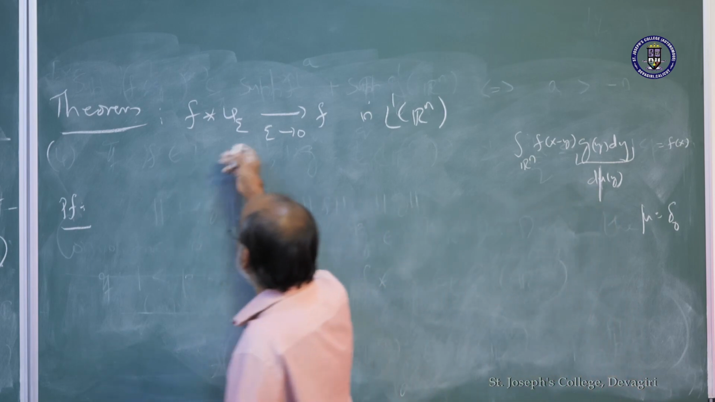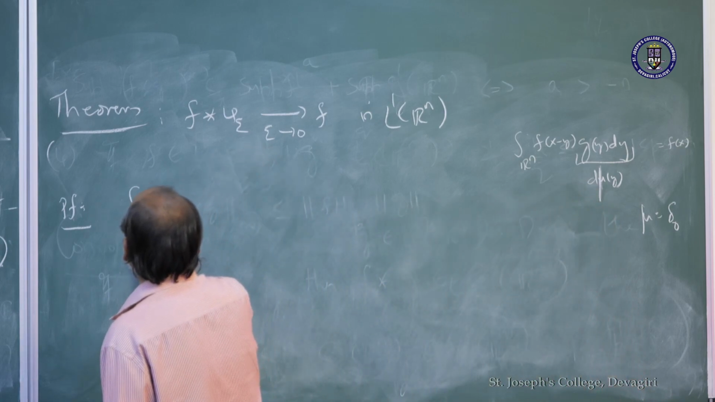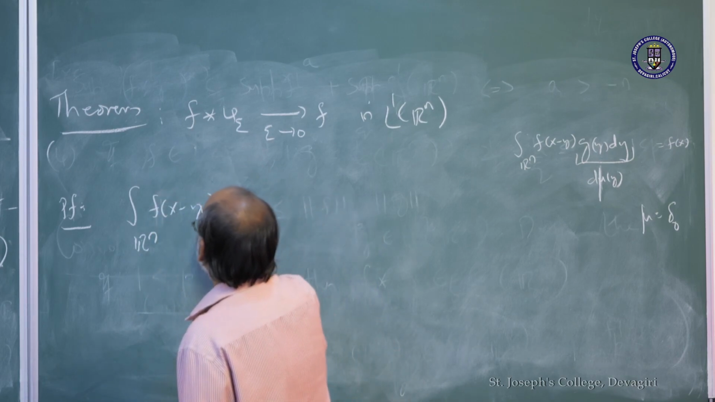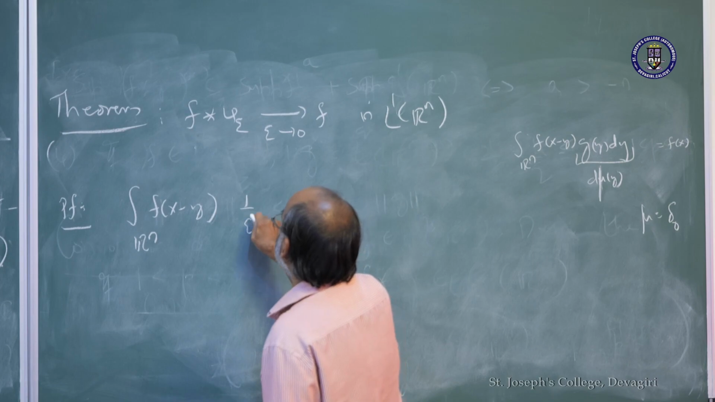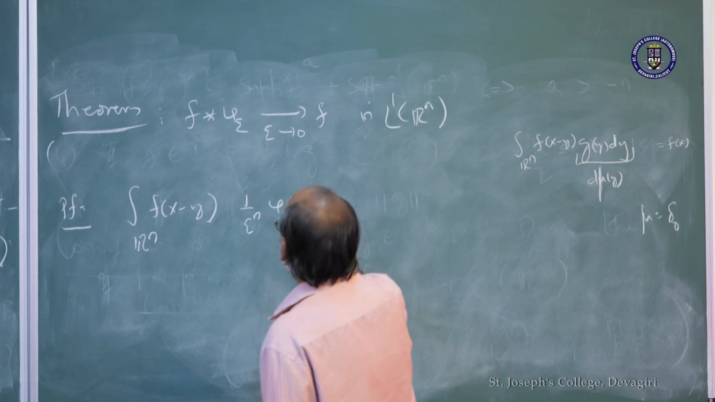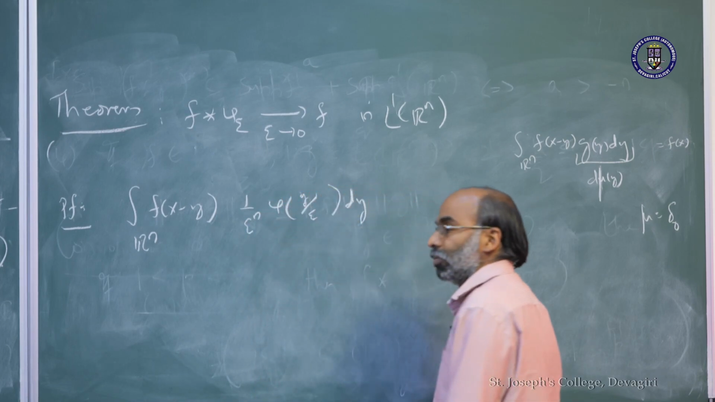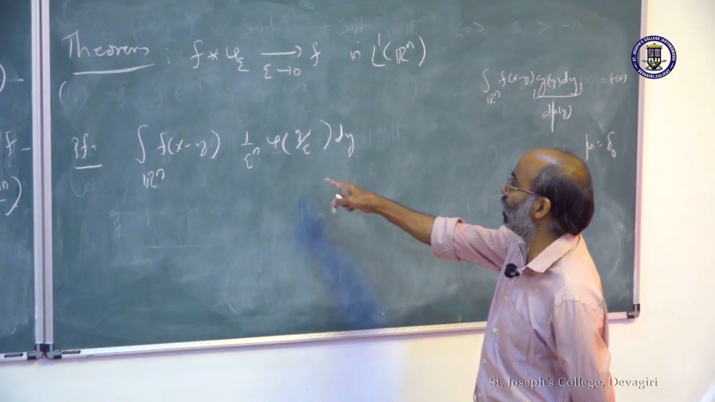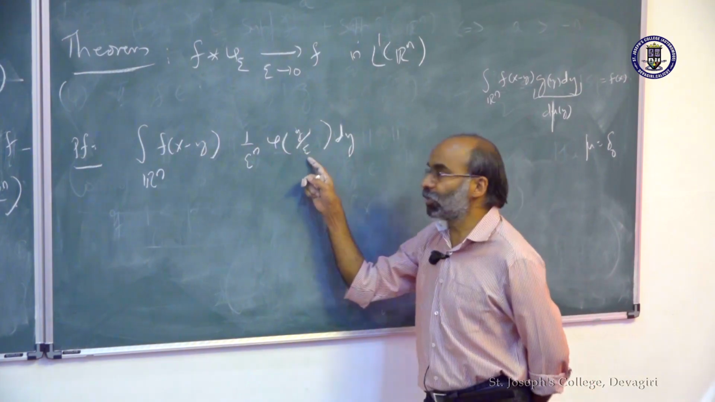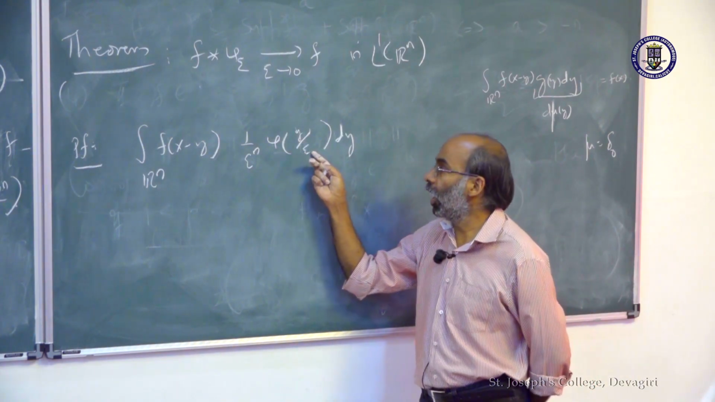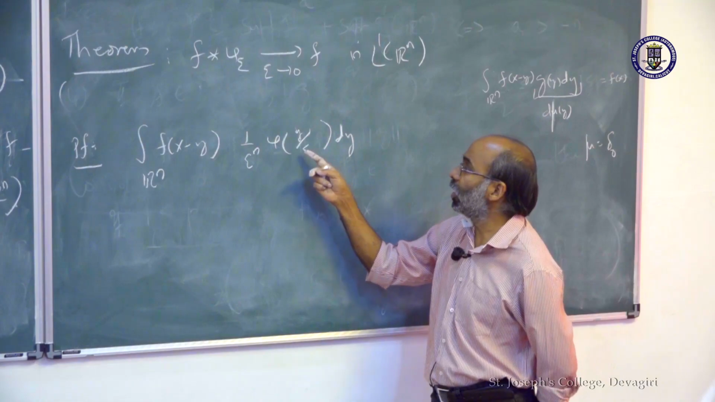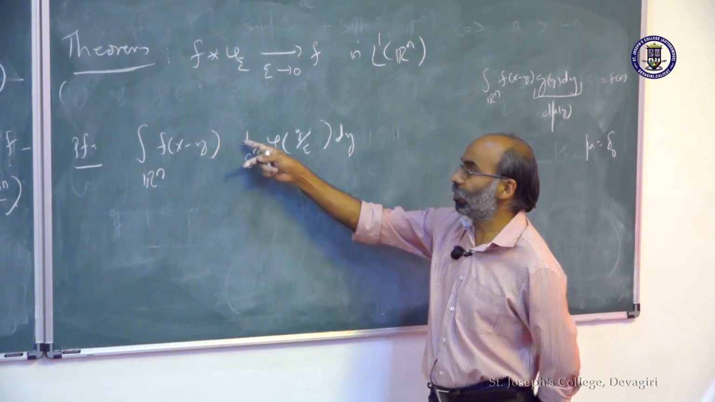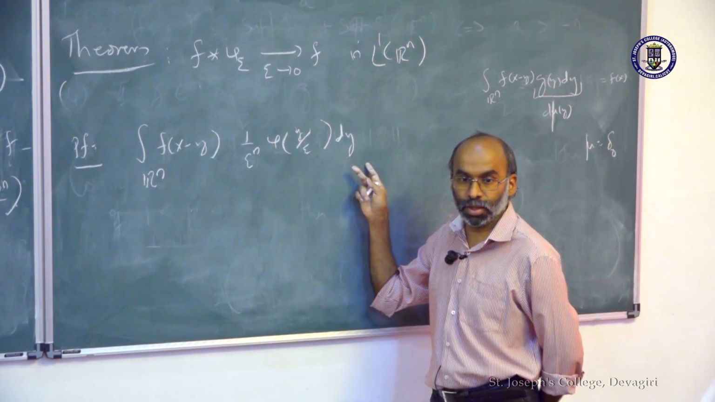So, let us start with the integral over Rn of f star phi epsilon. So, this is f of x minus y, phi epsilon of y, that is 1 by epsilon to the n, phi of y by epsilon, dy. This is the definition. So, let us change variables. Instead of y by epsilon, let us put something here, and so what will happen to the 1 by epsilon to the n? The Jacobian will be 1 by epsilon to the n, dy.